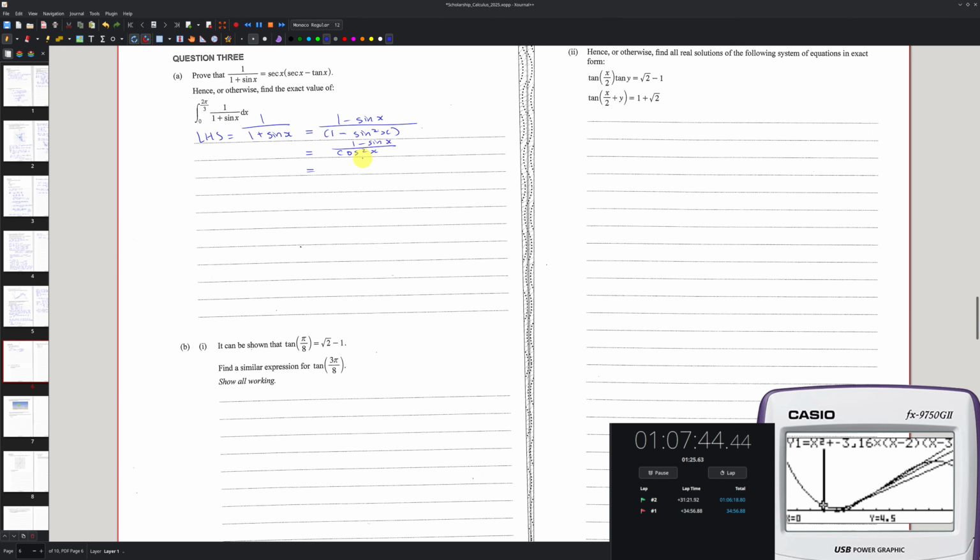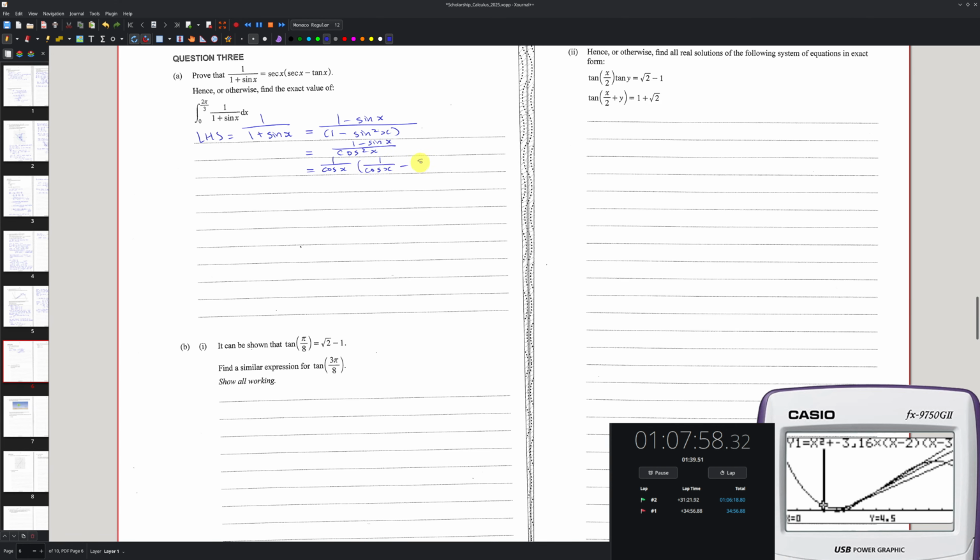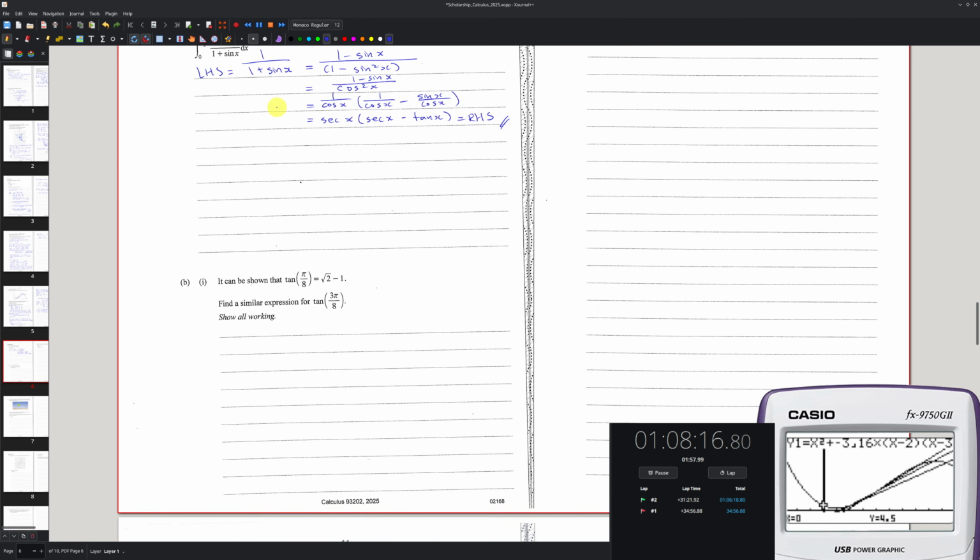So this is just 1 over cos x times 1 minus sine x, which is 1 over cos x minus sine x over cos x, which is just sec x minus tan x, equals the RHS. Okay, as required.